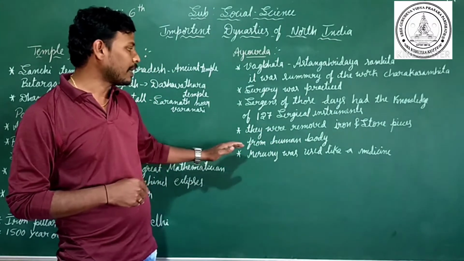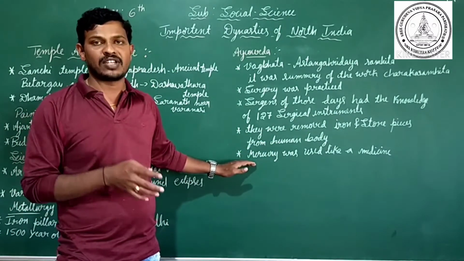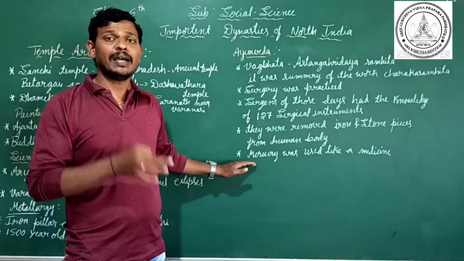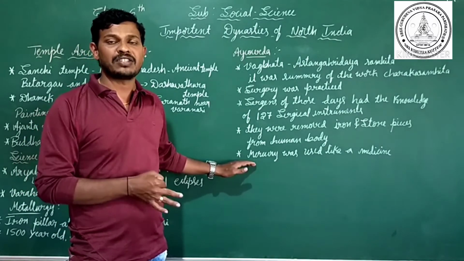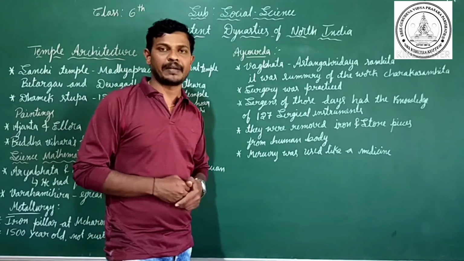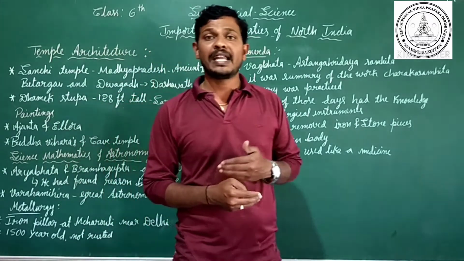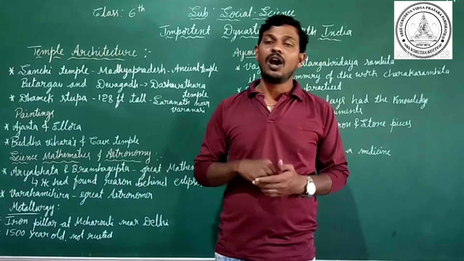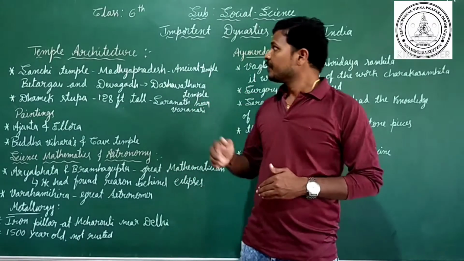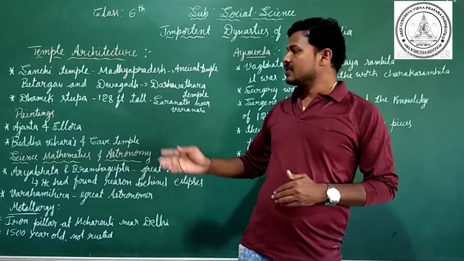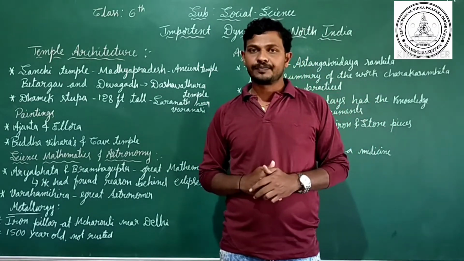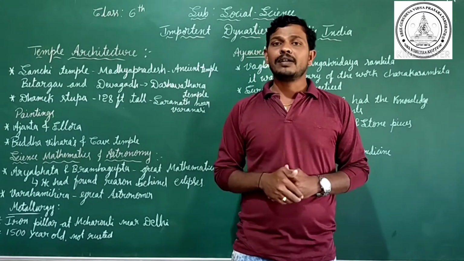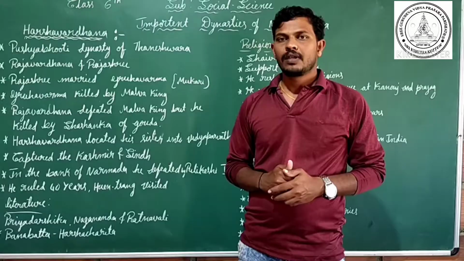Like this, mercury was also one of the important medicines. They used mercury as a medicine. This credit goes to the Gupta Empire. Like this, the Gupta Empire made many contributions to art, literature, Ayurveda, science, mathematics and astronomy also.